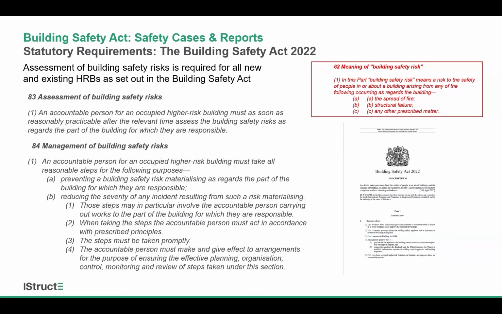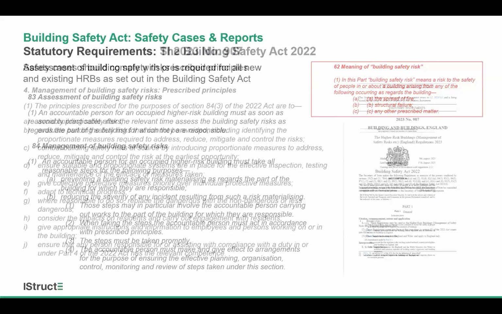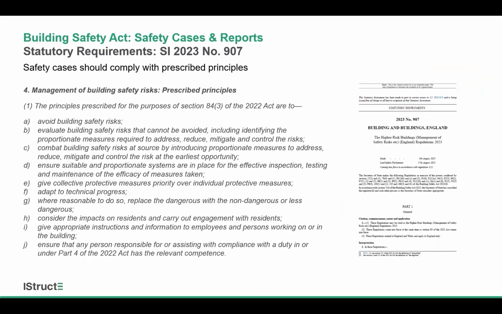For all such buildings, they need to have an assessment of their safety risks, and that's primarily from a structural and a fire perspective. The Act itself picks this up as part of clauses 83 and 84, which broadly just notes that building owners need to carry out an assessment and manage safety risks on their properties. It's statutory instrument 907 that more specifically elaborates as to what that means. That sets out what are called the prescribed principles in terms of that risk assessment process: identifying building safety risks and then managing them in a suitable way.